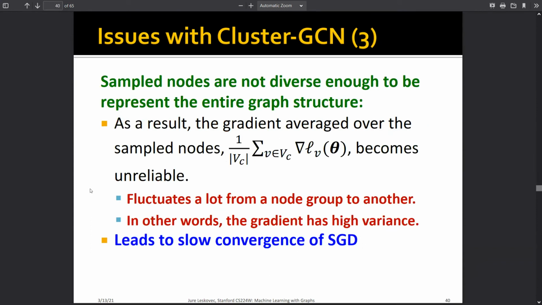As a result, the gradient averaged over the sampled nodes VC, which is a part of V, becomes unreliable. It fluctuates a lot from one node group to another. In other words, the gradient has high variance. That leads to slow convergence of SGD.